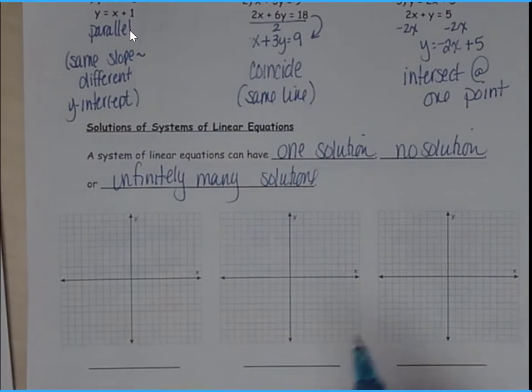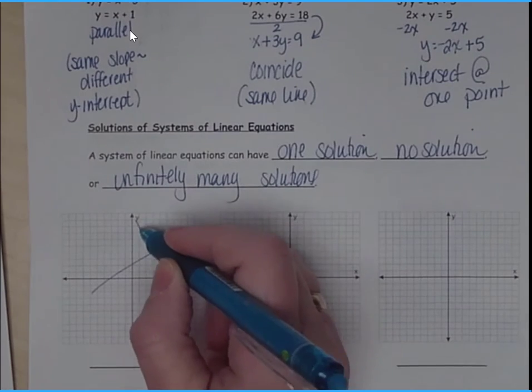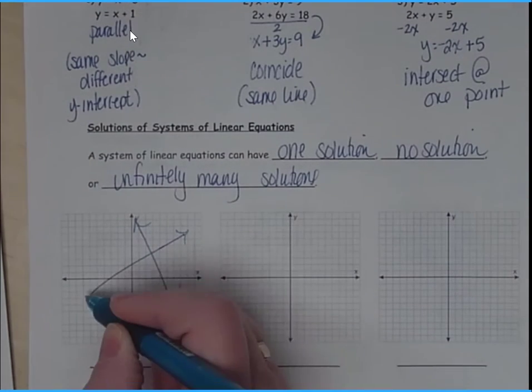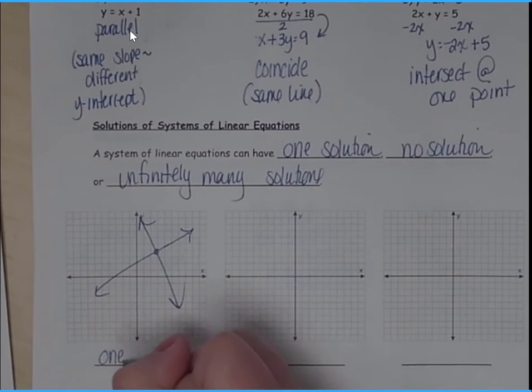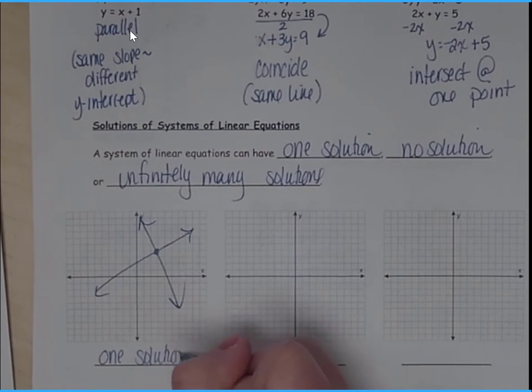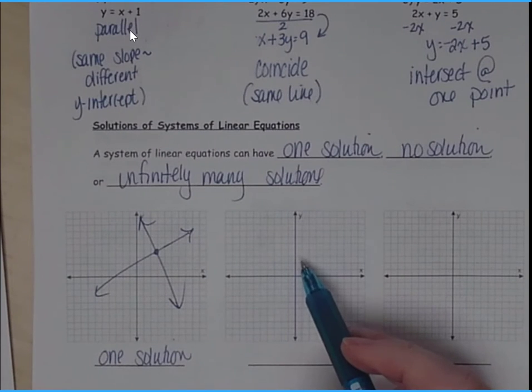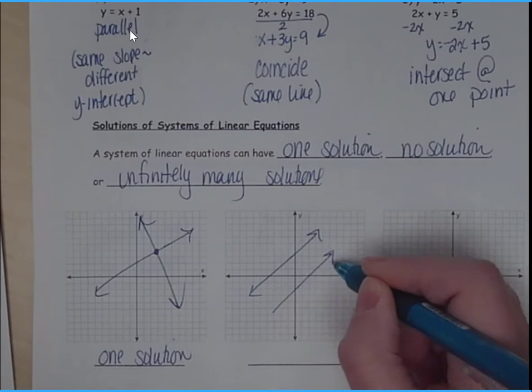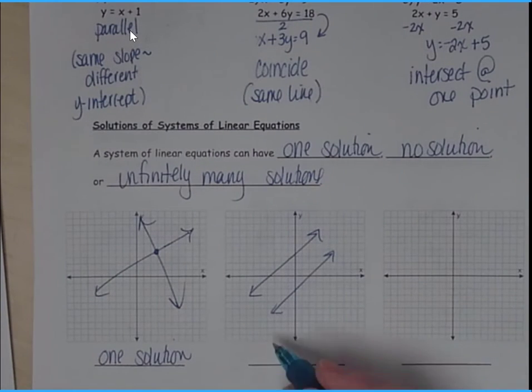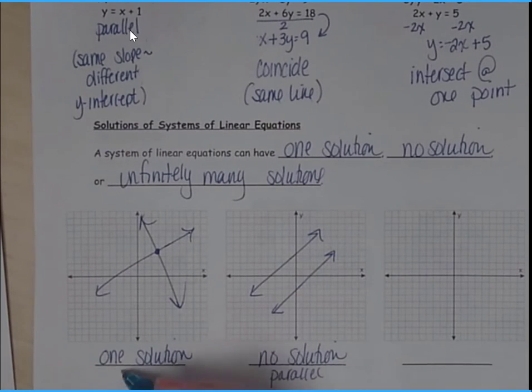Well, what does that mean? If I have two lines here and they intersect at one point, that means I'm going to have one solution. Now, if I graph a line and they have the same slope, there's going to be no solution because they'll never cross. This is when I have parallel lines. Here is when they intersect.